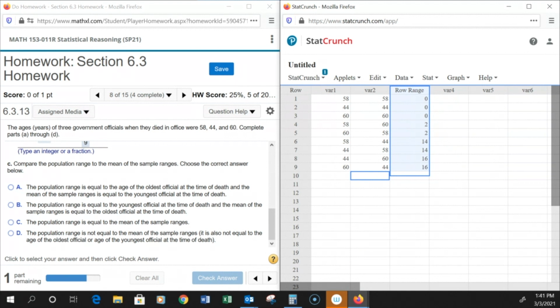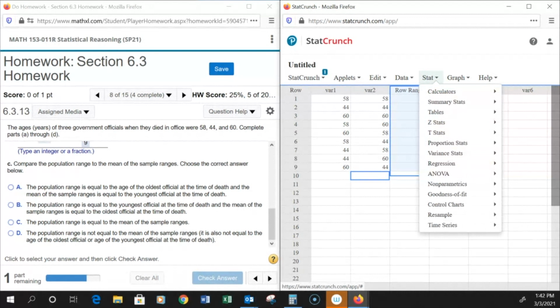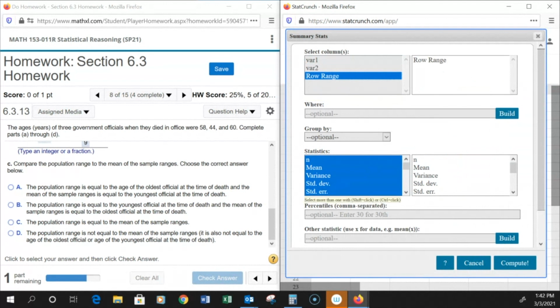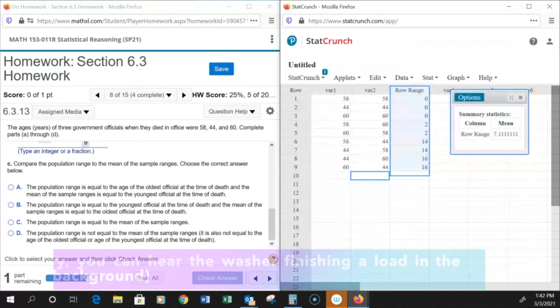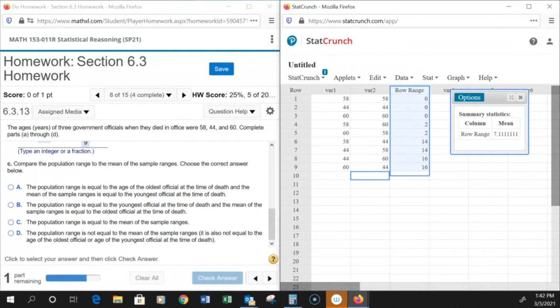So you could look at this and say, well, what is the range? 58, 44, 60, lowest to smallest. I think the range is 16. If you want to use a calculator or enter it in StatCrunch, you could. The biggest range you can get is 16. Well, what's the average? What's the mean of these? We go to stats, summary stats. We look at this column of the sample statistics, the row ranges. We find the mean of this, and it comes out nowhere close to 16. So the population is not equal to the mean. It's not the oldest. It's not the youngest. It's just very, very, very different.